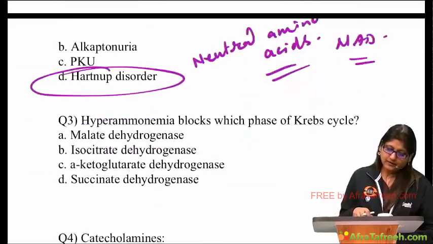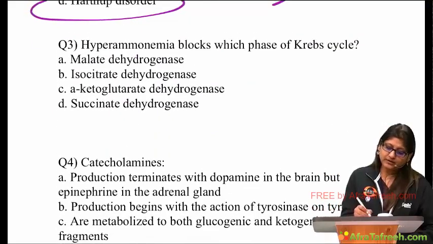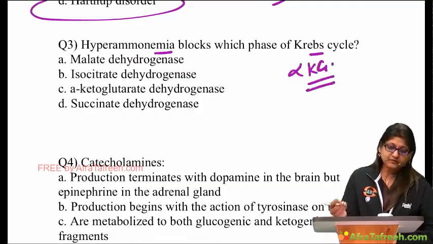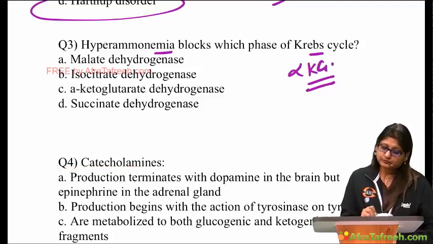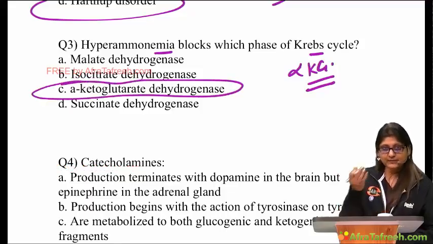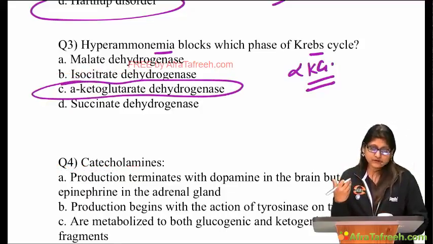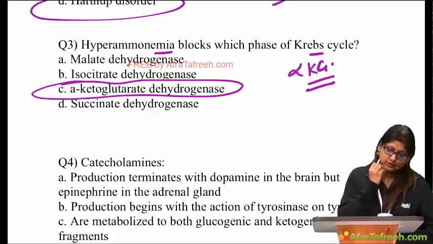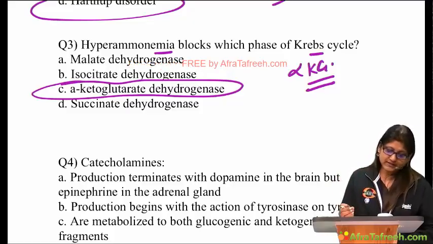Yes. Coming to third question, hyperammonemia blocking which stage in the Krebs cycle? In the Krebs cycle, alpha ketoglutarate is the intermediate which is going to capture the ammonia immediately. So that is going to block the alpha ketoglutarate dehydrogenase, which is the next enzyme. When substrate is removed from the TCA cycle in a cataplerotic reaction, of course there is no chance of having the action of alpha ketoglutarate dehydrogenase enzyme.